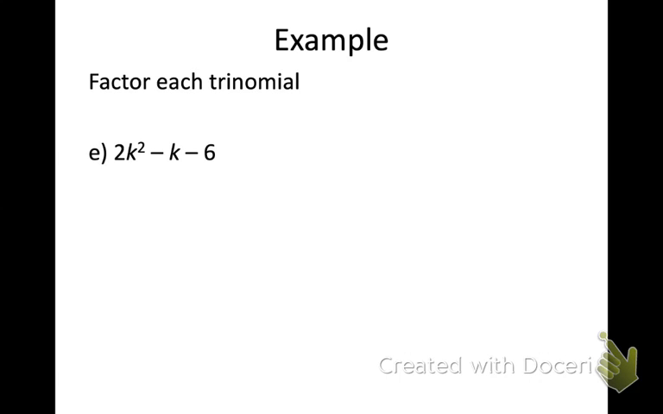Here we have 2k squared minus k minus 6. I see a 2 and a 6, so my thought is maybe there's a GCF to factor out, but the middle term's a 1, so there is no GCF to factor out. So now I'm just going to do 2 times -6, which is -12. Factors of -12 that get me to -1, well, that'd be -4 and 3.